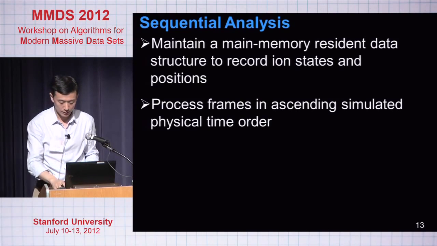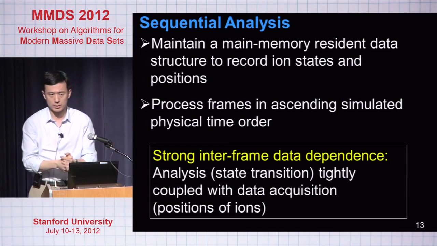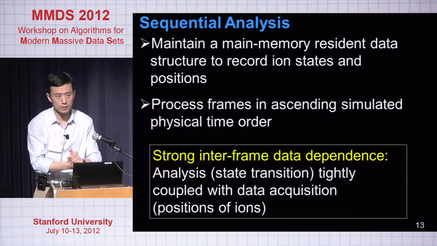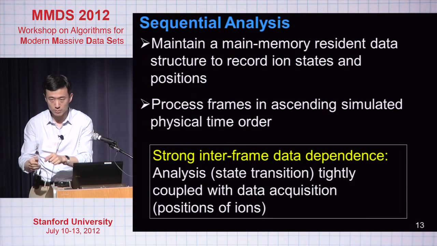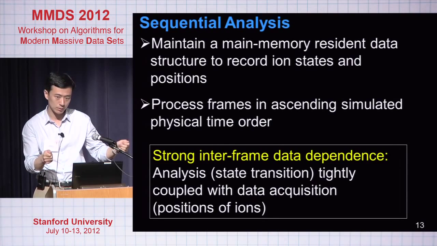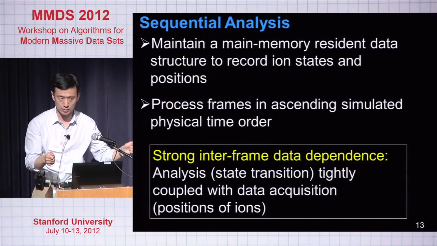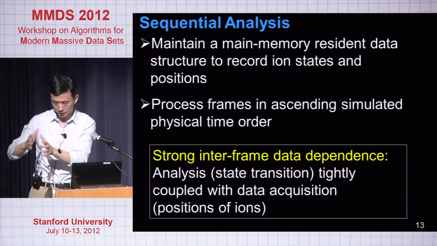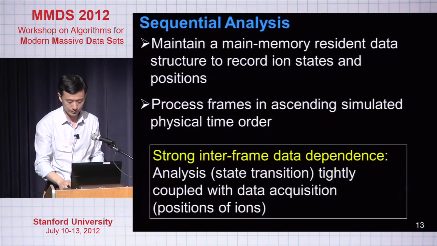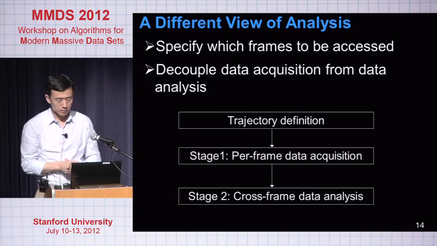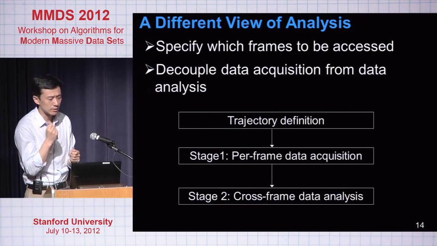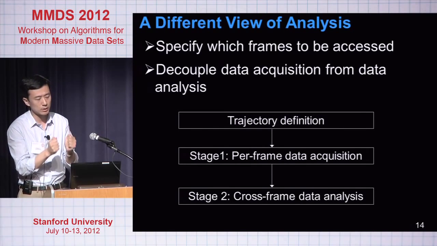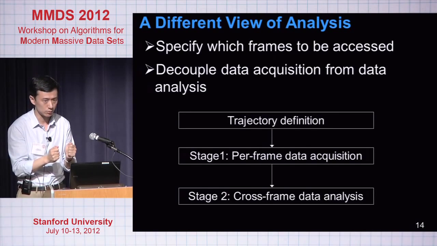Then in ascending order, you process all the frames and come to the conclusion which ions have permeated through the channel. Now, if you want to do this in parallel, it poses an interesting problem because you really have strong interdependency among the frames. You cannot jump to the second half of the trajectory to figure out what's going on. You have to look at the current state, then move to the next one. So a different way to look at this analysis process is that what you're really doing is you first specify which frames you want to analyze.